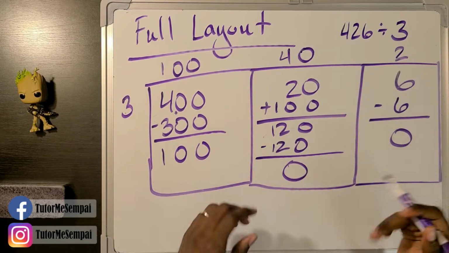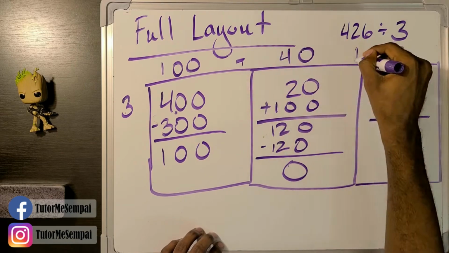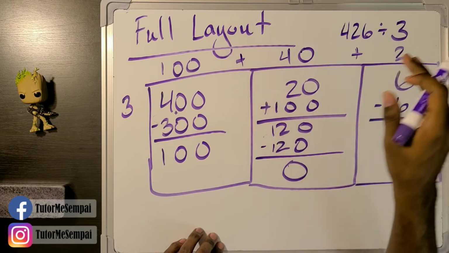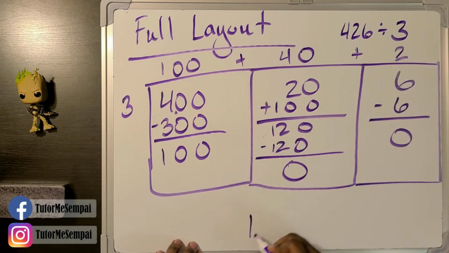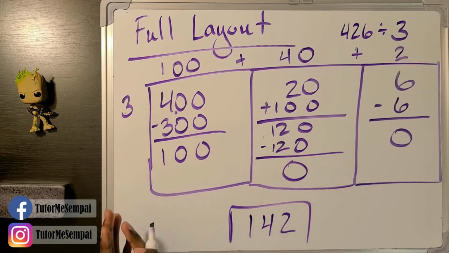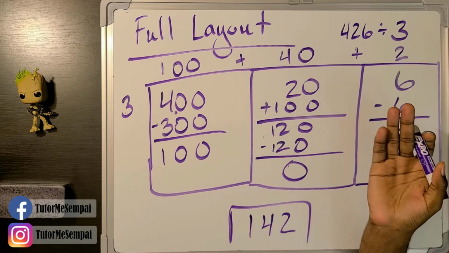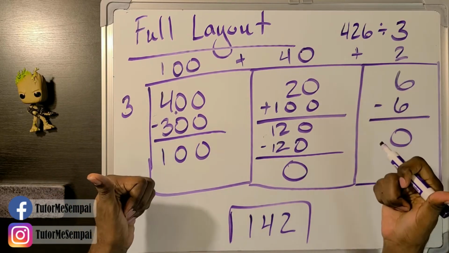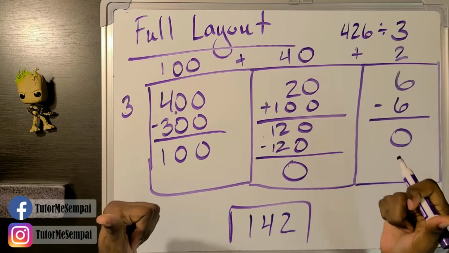But we're not done. You still have to add across the tops. So what do you get when you do 100 plus 40 plus 2? Once again, that's 142, which was the same quotient we got with the last version. That means our Build-A-Box version is going to be equivalent to our full layout version, which is good because we want them to give us the same exact answer.